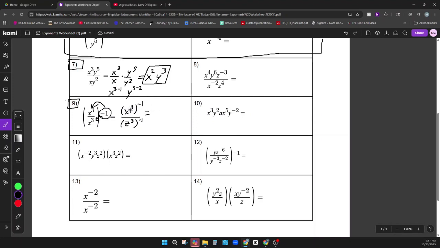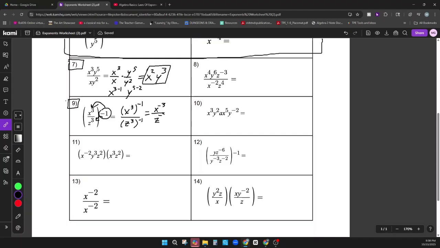This becomes x to the third power to the -1 power. A power to a power means we have to multiply. So I have x to the -3rd. Similarly here, I have z to the third power to a negative power. Power to a power we multiply. That's going to be z to the -3rd.